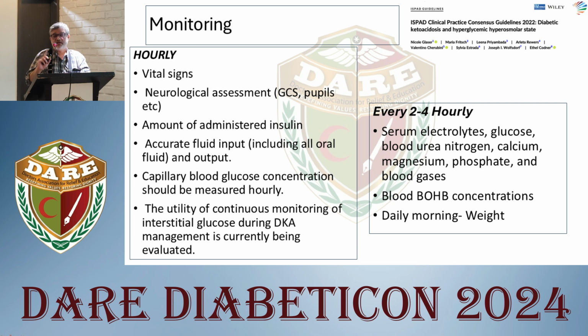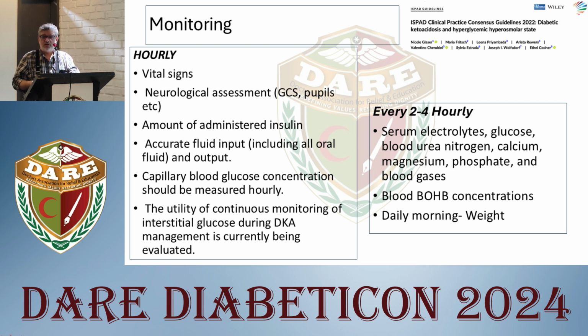Earlier ISPAD guidelines used to tell to manage mild DKAs in the ward, but now even ISPAD guidelines are recommending every patient should be admitted in the ICU and managed in the ICU with every 1 hourly close monitoring of the temperature, pulse, respiratory rate, Glasgow Coma Scale for sensorium. All these things need to be closely monitored. Every 2 to 4 hourly, you are supposed to monitor serum electrolytes, blood gases.